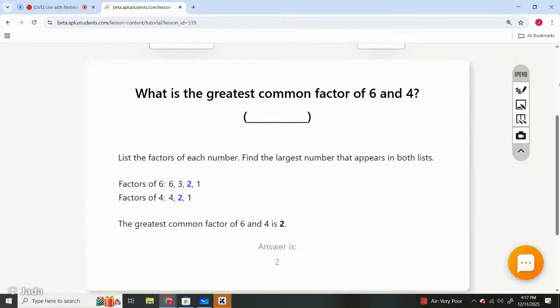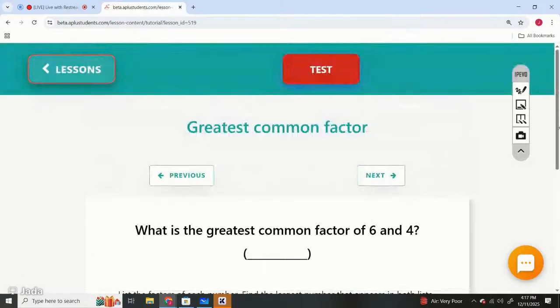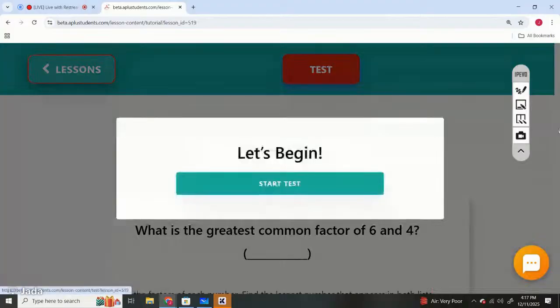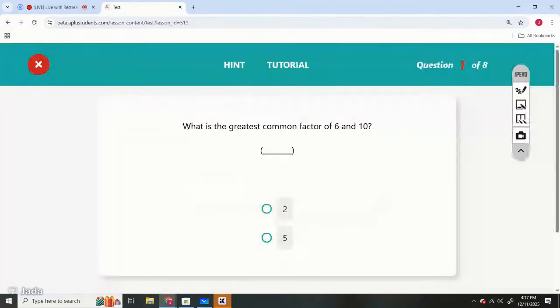Okay, I'm going to start with the test questions. What is the greatest common factor of 6 and 10? Basically, the greatest common factor is the number that can divide both numbers easily, right?